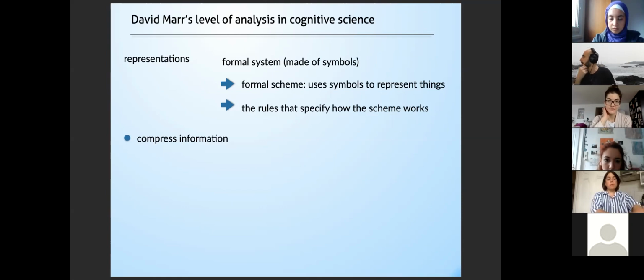Sorry to interrupt, but we are talking about mental representations. And does it have to do with frame semantics as well?